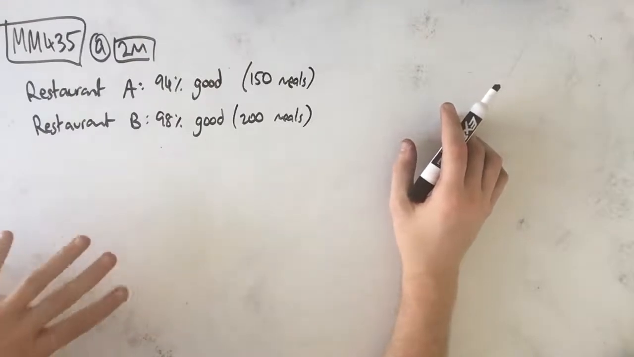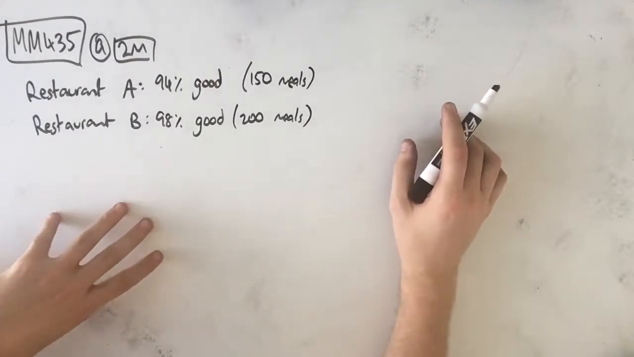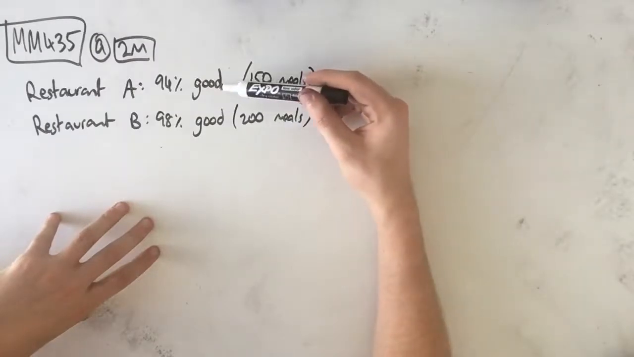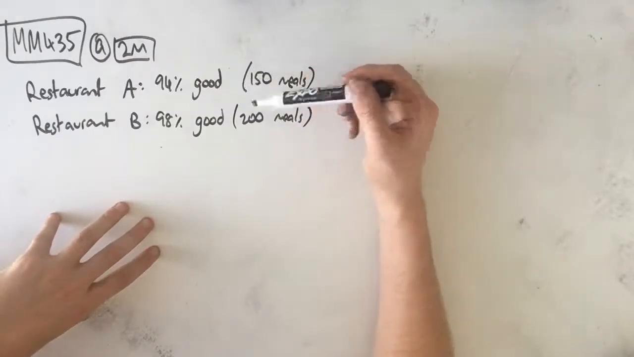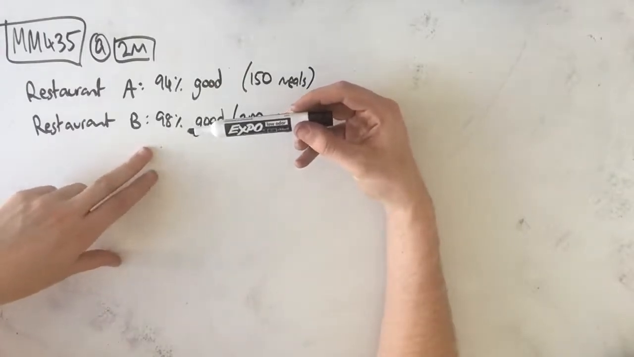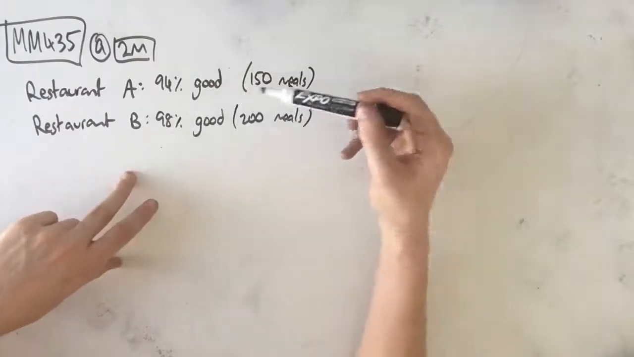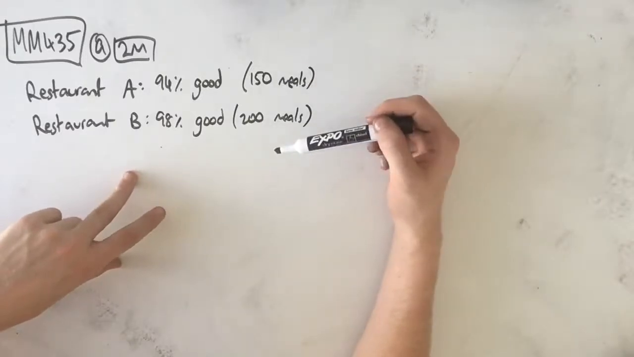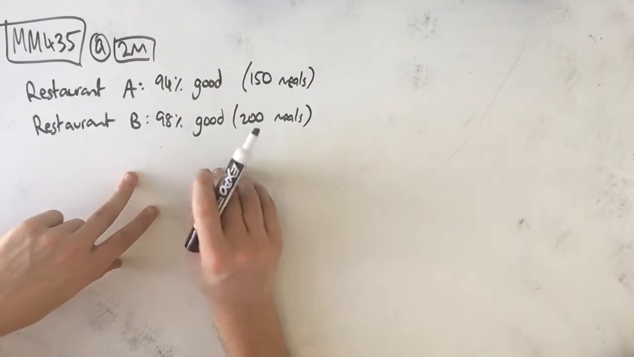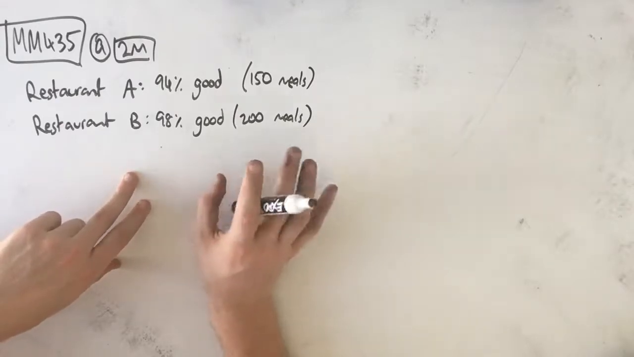So we've got this question that says there are two restaurants which operate right next to each other, Restaurant A and Restaurant B. 94% of the meals that Restaurant A sells are considered to be of good quality, while 98% of the meals that Restaurant B sells are considered to be of good quality. Every day, Restaurant A sells 150 meals and Restaurant B sells 200 meals. Paige is a regular customer of each of these restaurants. Each day, she chooses one of these restaurants to eat at and she has dinner there.